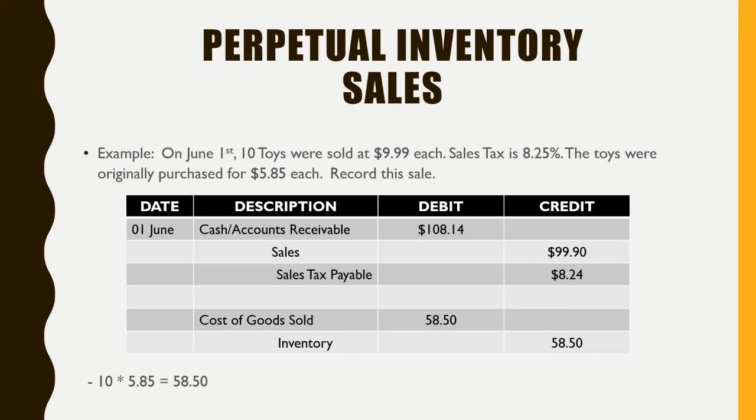Okay. So this is how we keep track of our inventory, right? Under a perpetual inventory tracking method, because we sold our inventory, that means we got rid of our inventory.